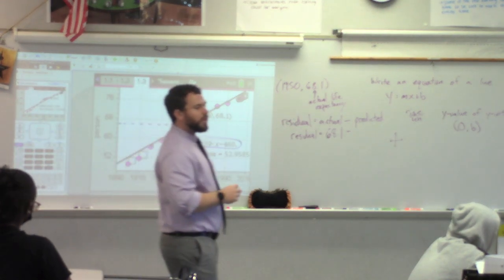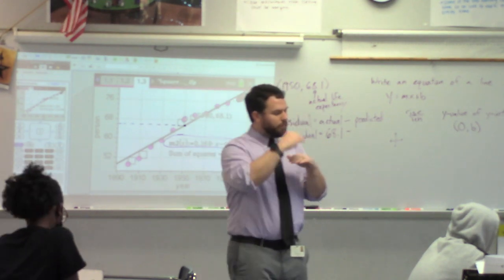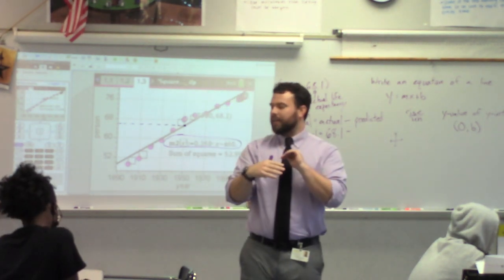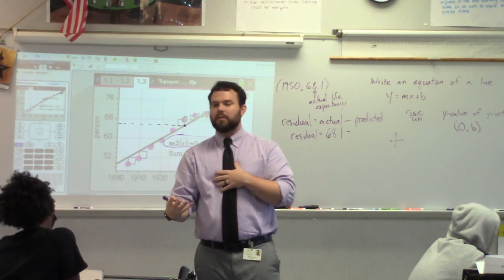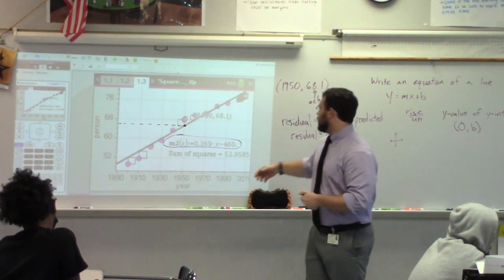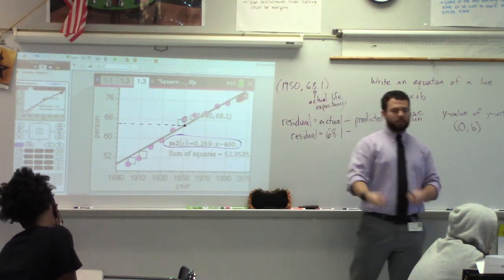Remember, you can hit the little calculator button between escape and tab, and that's going to bring up your scratch pad. So you can type in 1950 there on the scratch pad.